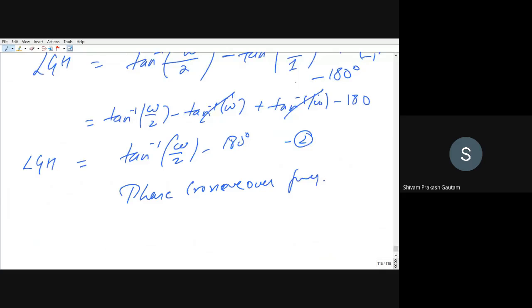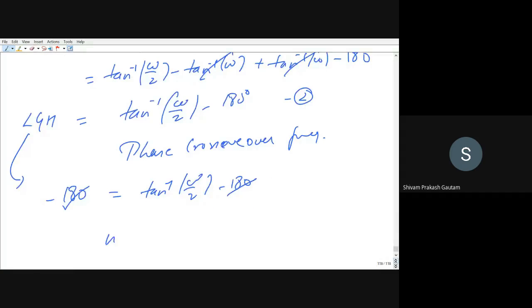So how do you calculate the phase crossover frequency? By equating the phase equation to the minus 180 degree line. So I will equate it to minus 180. Minus 180 will be equal to tan inverse of omega by 2 minus 180. Minus 180 will cancel out. So omega p, or phase crossover frequency, will be equal to 0.